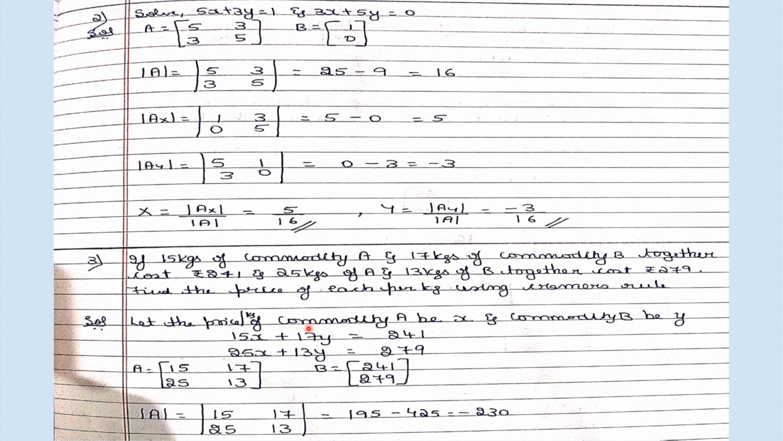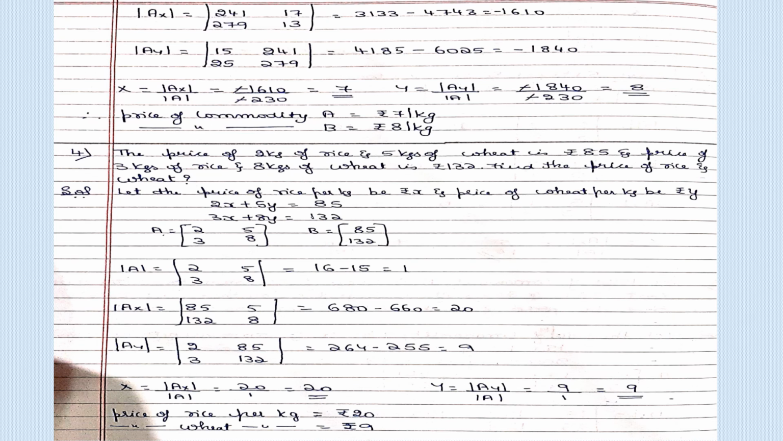Once you get these equations, form a group A, with the x values first and then the y values, and next B, that is 241 and 279. Further solving, you will get the values for determinant A, Ax and Ay. Then you can easily get the answer for x and y. So x is rupees 7 per kg, and y is rupees 8 per kg.